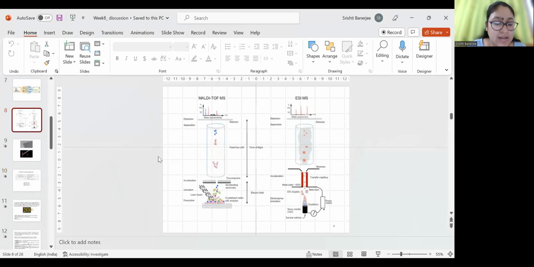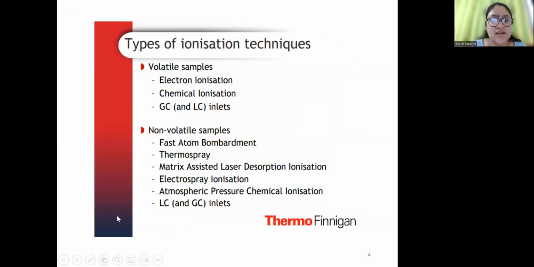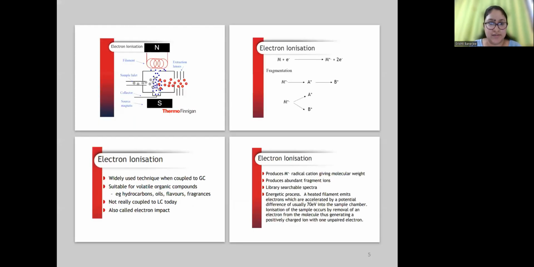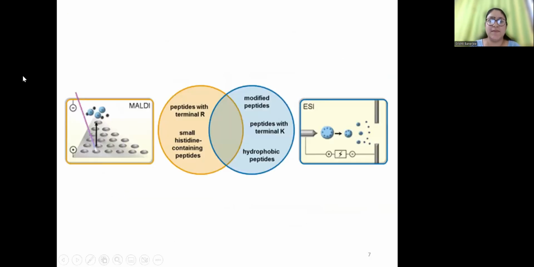Okay. So I took up the example of MALDI and ESI. Why? Because the type of ionization technique that we opt for depends on the type of the sample. Today we'll be discussing non-volatile samples. There are two types mostly done: one is MALDI and one is ESI. MALDI is matrix assisted laser desorption ionization, and the other is electrospray ionization.